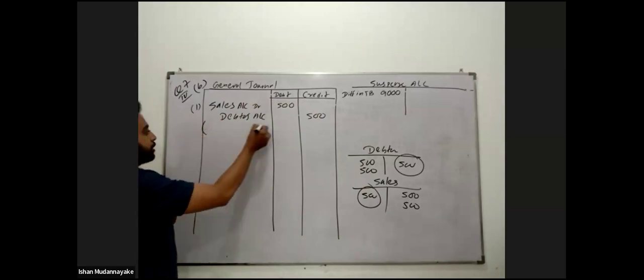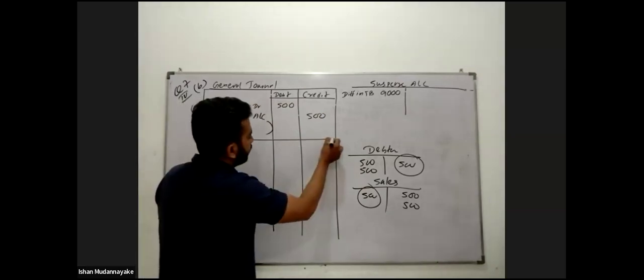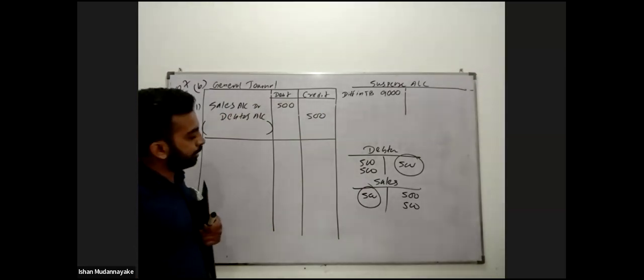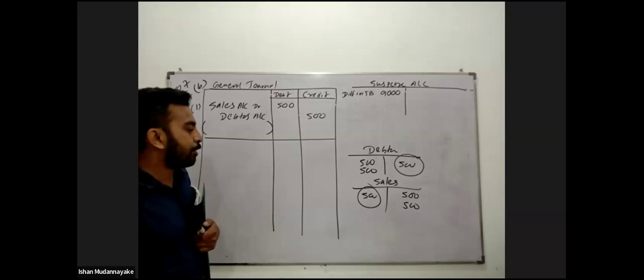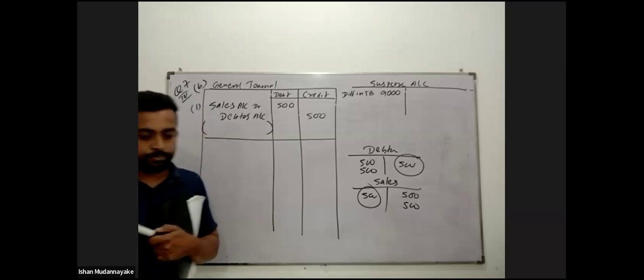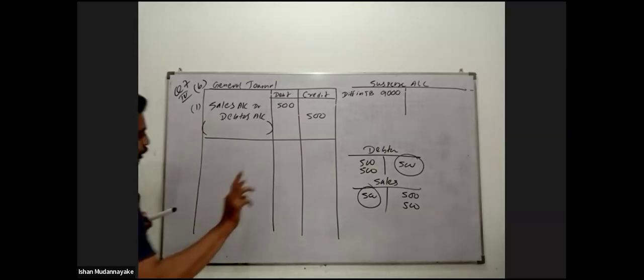Right. Now you need to write the narration. How to write the narration? Narration: Correction of recording. Sales invoice of 500 twice in ledger accounts. Write down the narration. Correction of recording. Sales invoice of 500 twice in ledger accounts.